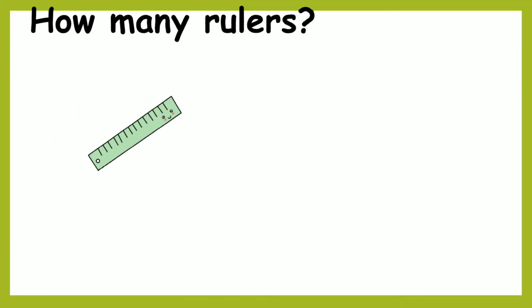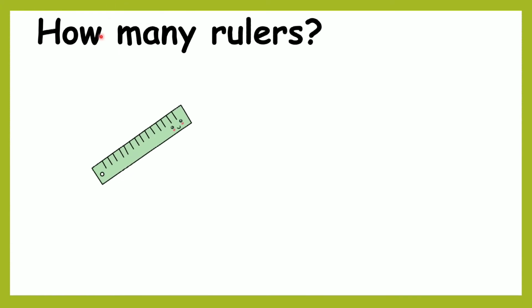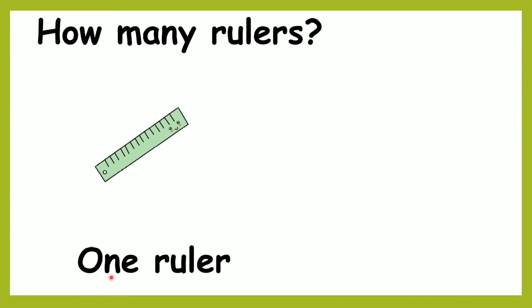Okay, so we were introduced to this sentence, how many. For our first example, the question was asking how many rulers? Well, I can see only one ruler. So, how many rulers? One ruler.